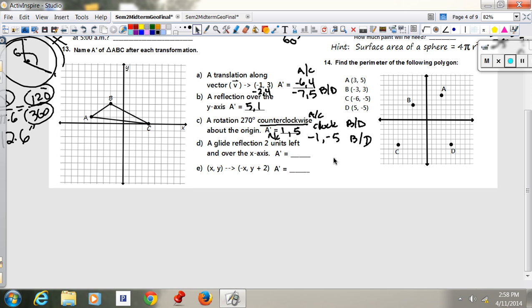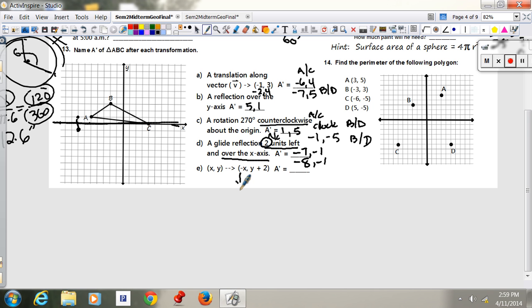Now it says a glide reflection means glide over 2 to the left, and then reflect it on the x-axis. So go 2 to the left, and then reflect it down to here on the x. So you fold it on this line right here. So that's going to be 1, 2, 3, 4, 5, 6, 7 negative and -1. -7, -1. If you do the same thing on test B and D, you get -8, -1, because it's going to be 3 units to the left.